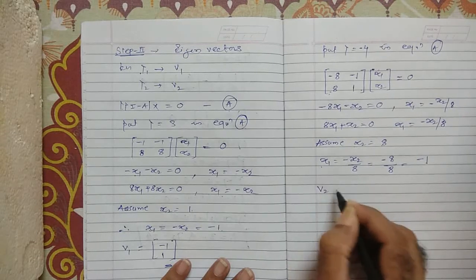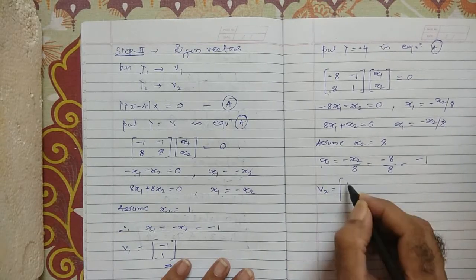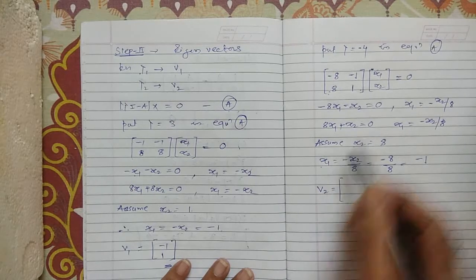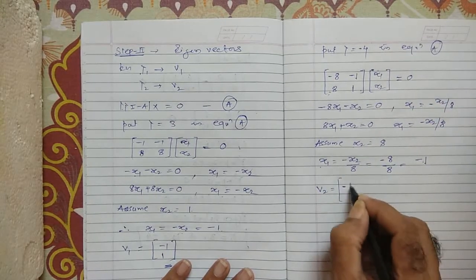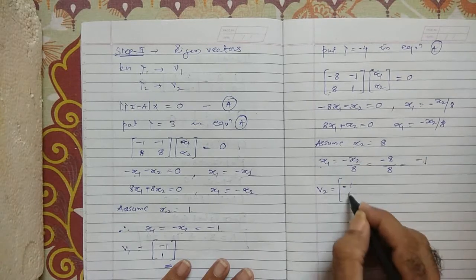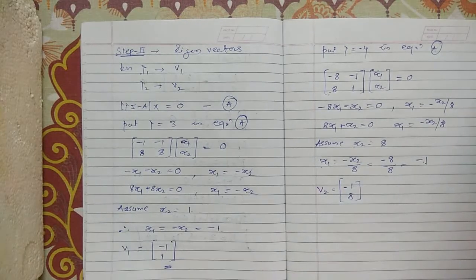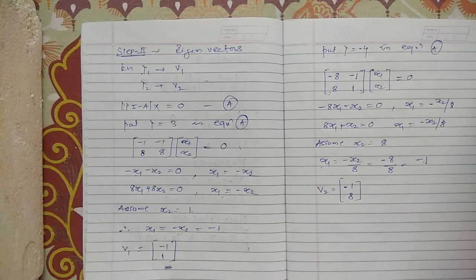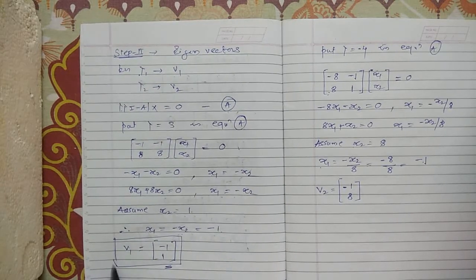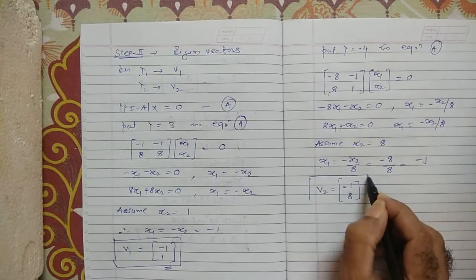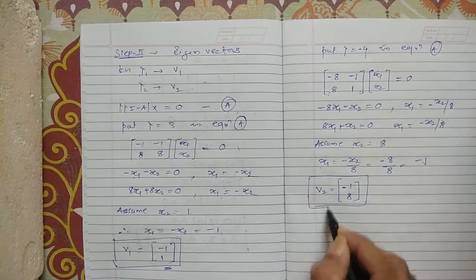So the eigenvector v2 equals x1 and x2. What is x1? That is minus 1. And what is x2? That is 8. So these are my eigenvectors. This is my first eigenvector and this is my second eigenvector.